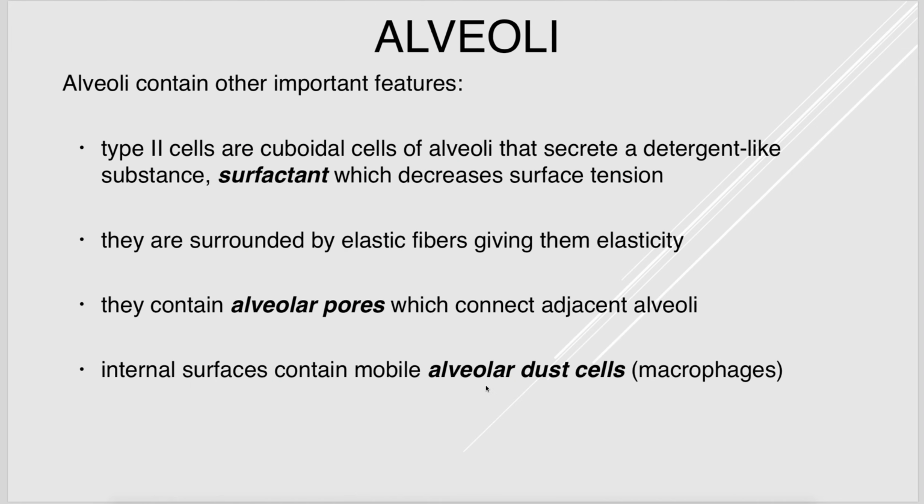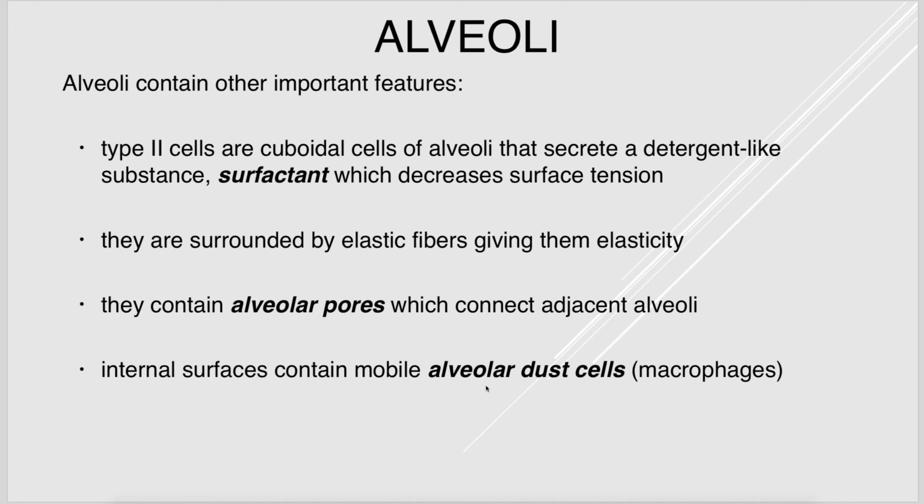Now, some other features of alveoli, they have type 2 cells. Type 2 cells produce detergent known as surfactant, and this decreases surface tension. So basically surface tension is the attraction of nearby water molecules to each other. And the problem with that inside alveoli is that it makes them want to collapse. So surfactant breaks those forces. Okay, alveoli also have lots and lots of elastic fibers, which makes them a little stretchy.